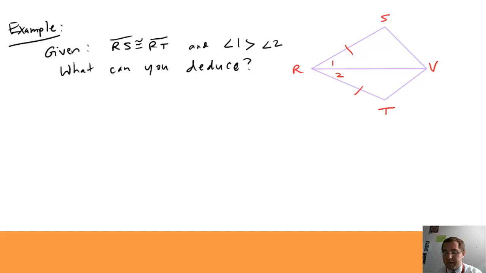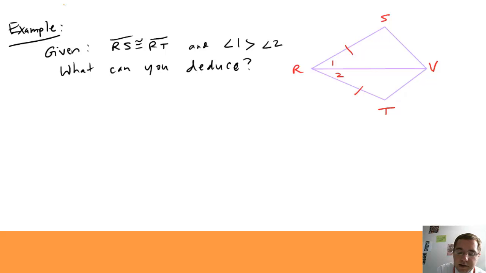Here's an example. I've got two triangles, RSV and RTV. I know RS is congruent to RT, and I know angle 1 is greater than angle 2. So these triangles are not congruent. RS equals RT. We've even got the reflexive property with RV congruent to RV in the middle. But these triangles are not congruent because angle 1 is greater than angle 2. So what can we deduce?